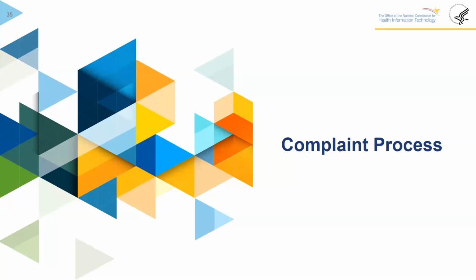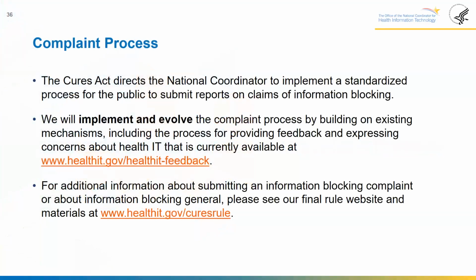So next slide. Congress asked us as part of Section 4004 of the 21st Century Cures Act to identify a standardized process that the public could use to submit reports or claims of information blocking. We currently have on our website, as you note there in our second bullet, a health IT feedback form. And on that form, you'll see a button that you can click if you want to submit information regarding potential information blocking. That's our process for implementing at this point. We look forward to evolving as necessary over time. In addition, for additional information regarding the complaint process and how to go about that, you can check out the homepage for the Cures rule, which is healthit.gov/Cures rule.